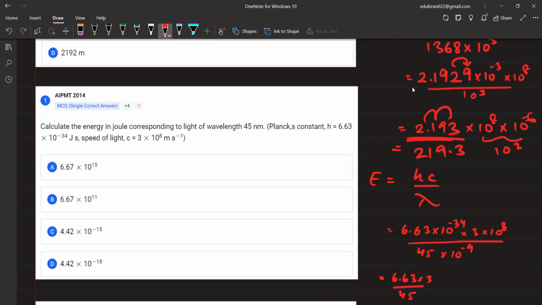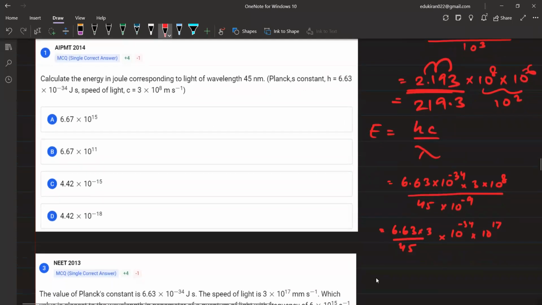6.63 into 3 आपका लगभग approximately 1920 के करीब आएगा ये, ठीक है. 6.63 into 3 will be equal to somewhere around 1920. ठीक है, तो this value is going to be in decimals, है ना. चलिए ठीक है. Into 10 to the power minus 34 into 10 to the power 8, and minus 9 will go above, it will become plus 9. So 9 plus 8 will be equal to 17. ठीक है. Now हम इसको लिख सकते हैं 10 to the power minus 17. ठीक है. Now this is 0 point something यहाँ पे आंसर आएगा, ठीक है, because this numerator is small and this is big.